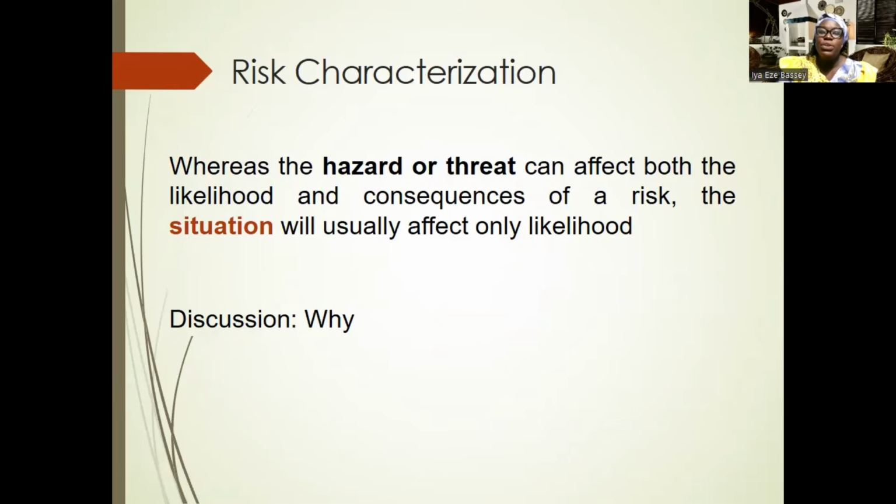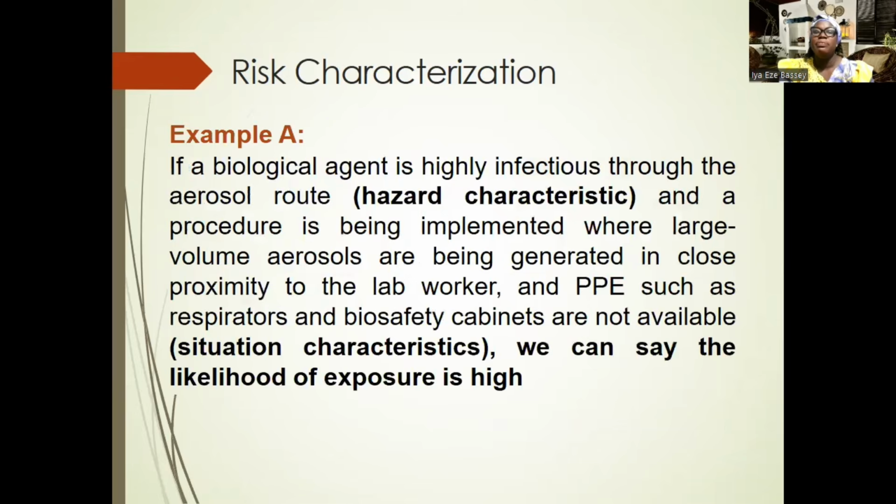So it is good to note that whereas the hazard or threat can affect both likelihood and consequences of a risk, the situation will likely only affect the likelihood. If you look at both sides, the situation change actually affected just the likelihood. The consequence remains the same because the agent remained the same.